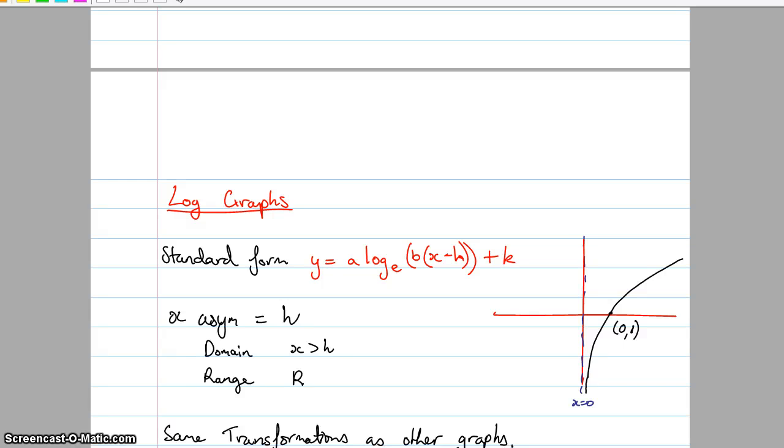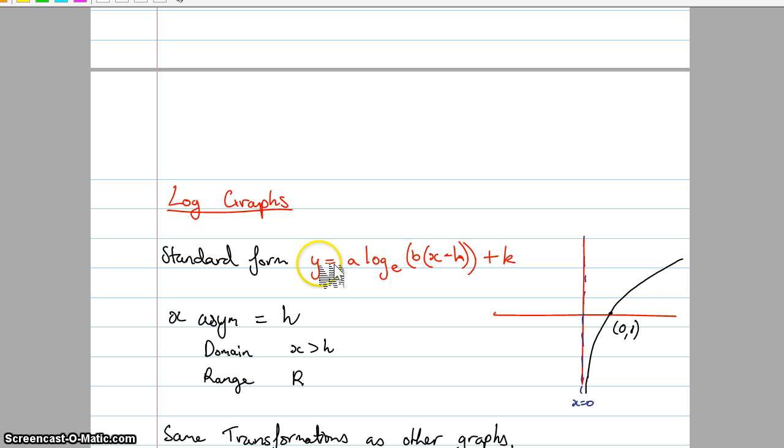Hi and welcome to the video on log graphs. We saw the exponential graphs video just before. Log graphs are somewhat similar, in fact they're the inverse of exponential graphs. So they have some similarities, but a little bit different as well.